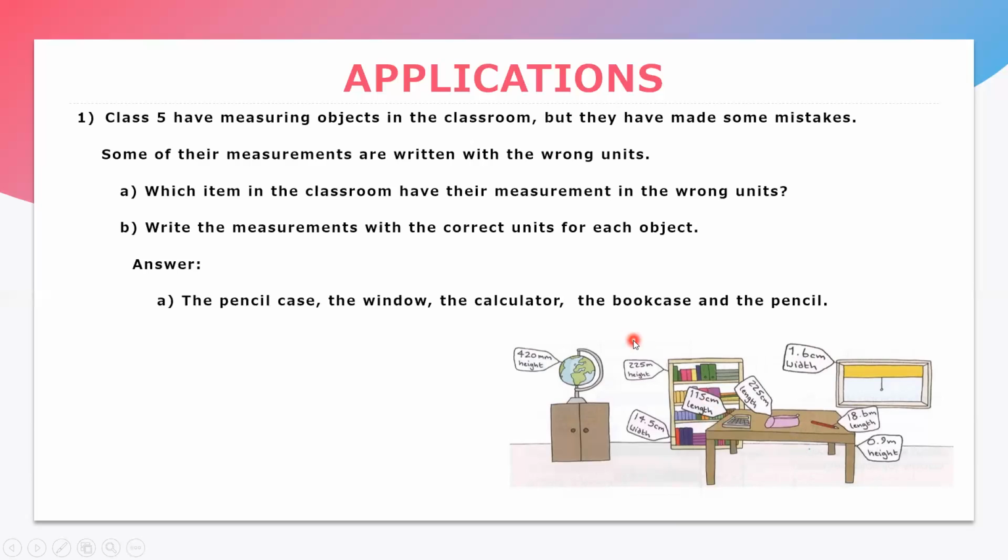Next comes the bookcase. See, the bookcase is given as 225-meter long. 1 meter itself is 100 centimeter. So what about this 225 meter? 225 meter is how much?